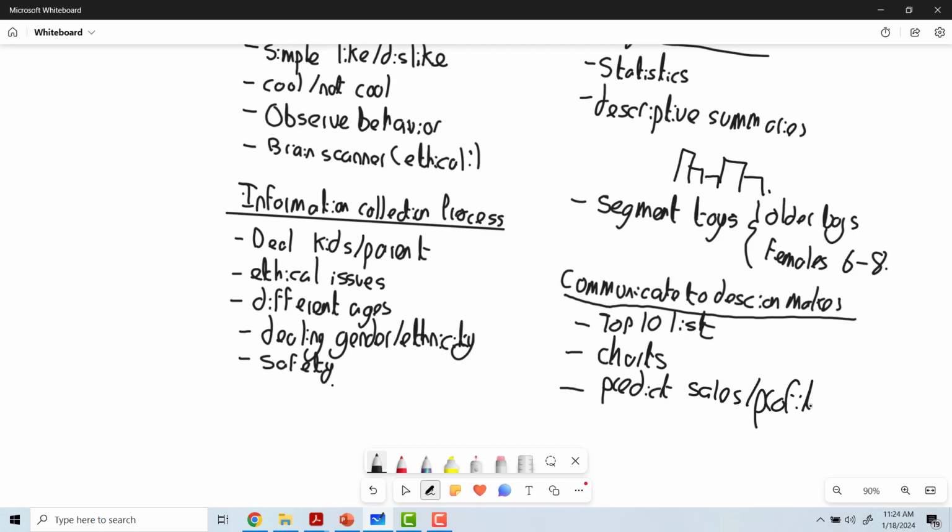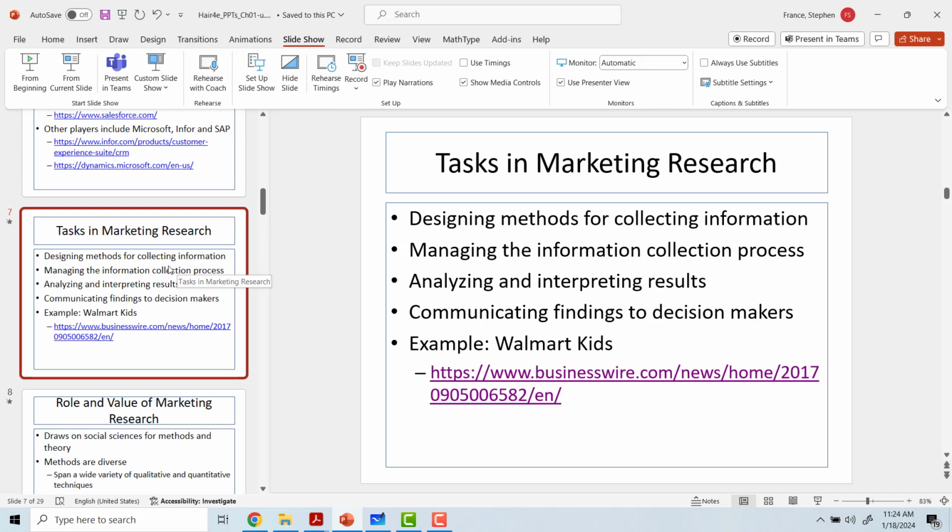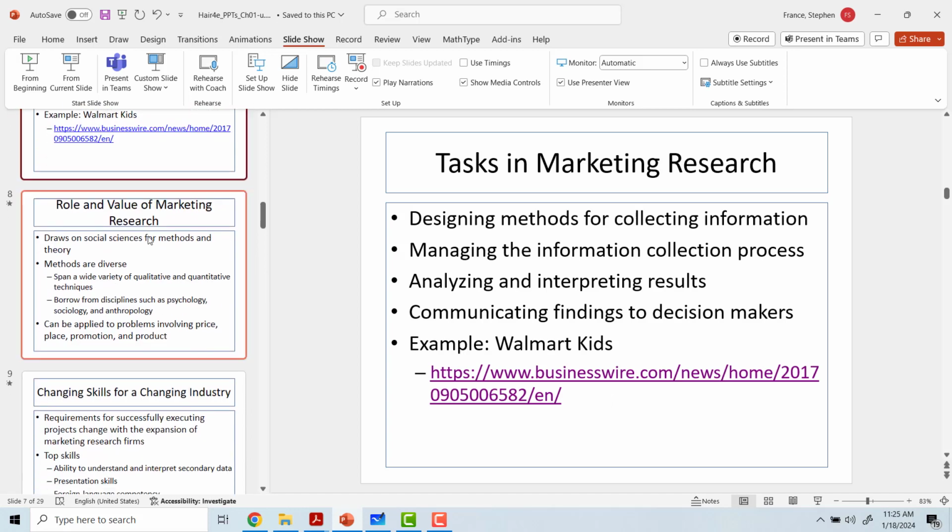Generally, when you communicate to decision makers, we're less about things like p-values of whether this is greater than 50% or less than 50%. And we're more about getting into kind of sales, profit, ROI, return on investment. Okay, so that was my little Walmart example for tasks in marketing research.